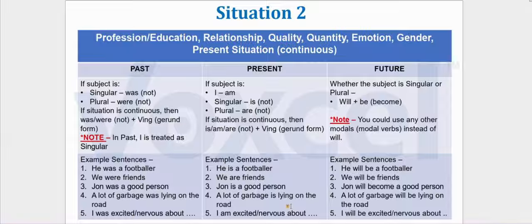So your mind should be: I want to talk about myself or any other person's profession or education or relationship status, or the quality of that particular person, the quantity of something or the quality of something. Like the fabric of this cloth is good, the fabric of this jacket is excellent, whatever you want to say. So you want to talk about the quality or the quantity, like a lot of, few, something like that. Emotion, I am happy, I am sad, whatever.